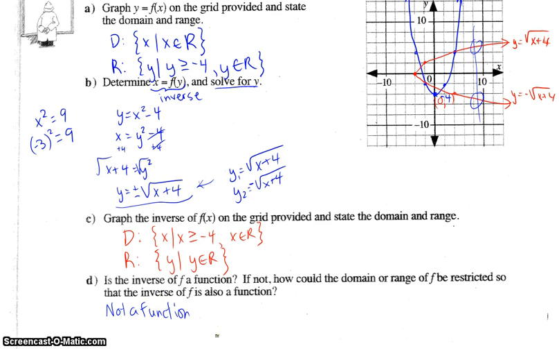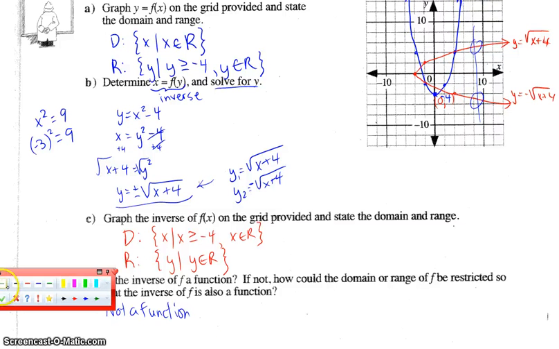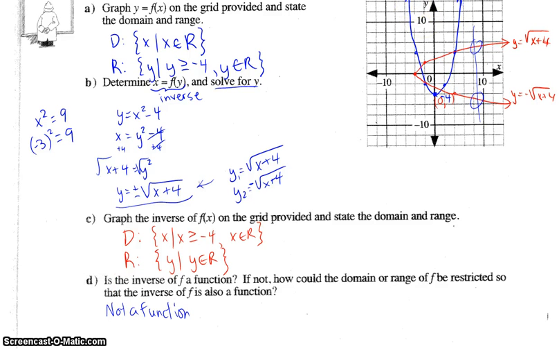Then it asks, if not, how could the domain or range of f, the original graph, be restricted so that the inverse of f is also a function? Okay, well this is kind of interesting. So what they're saying is, how do I restrict the domain on the blue graph, the original, so that the red graph is a function? Well, to make the red graph a function, we need to get rid of one of these branches of the parabola. Let's say this branch.